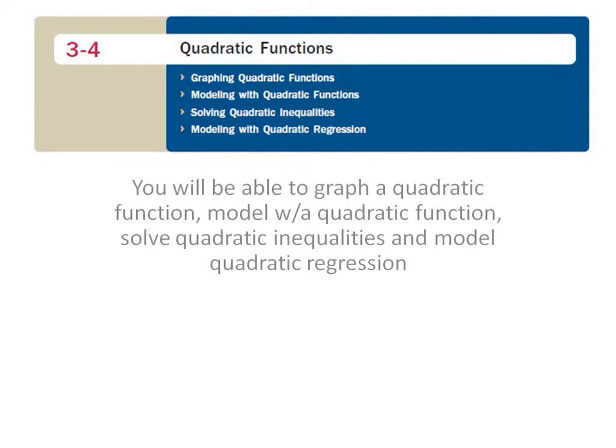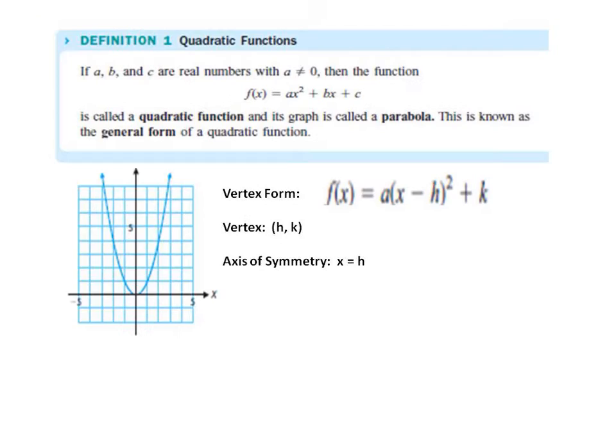Okay, 3-4 quadratic functions. We're going to figure out how to graph them using all of our transformations. Right here it shows you what the standard form of a quadratic equation is. And a quadratic equation is just an equation with a degree of 2. So it's a standard form, or sometimes they call it the general form.